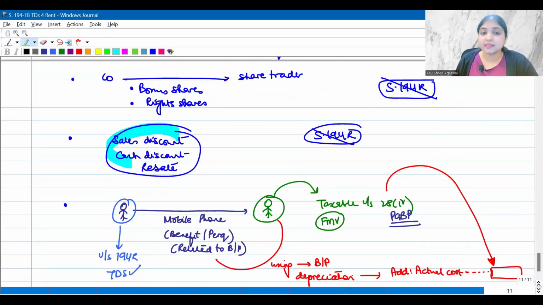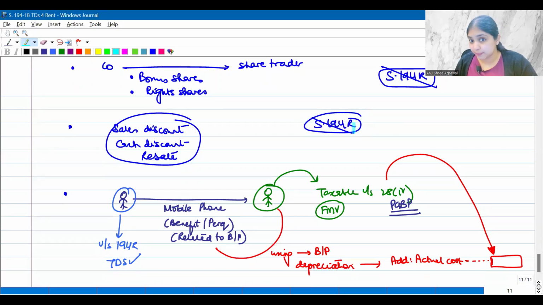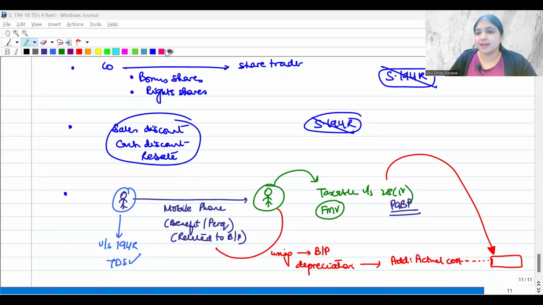And finally, we learned that for sales discount, cash discount, rebate, even here 194R will not apply. And then we learned that if the same benefit this person starts using for his business or profession, he will ask for depreciation. To claim depreciation, the asset has to enter the block. At this step, the asset enters the block. At what value will it enter the block? The same value which was taxed under 28 clause 4, at that same value only it will enter the block. This is it about section 194R.